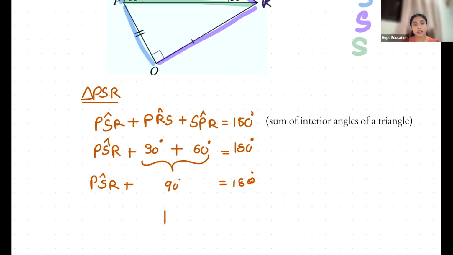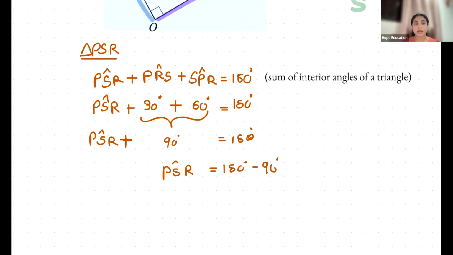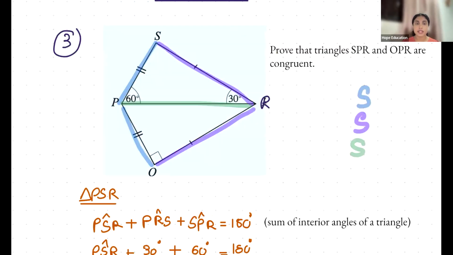PSR plus 90 equals 180. This 90 is plus here now. When I bring it to the other side, it becomes minus 90. So PSR is equal to 180 minus 90, which is 90. Good. See? Now PSR is 90.